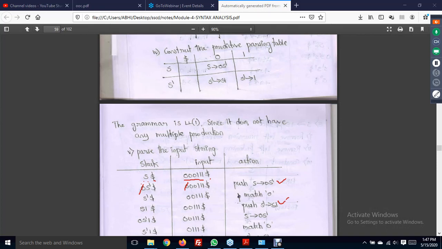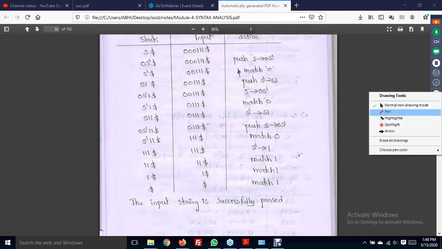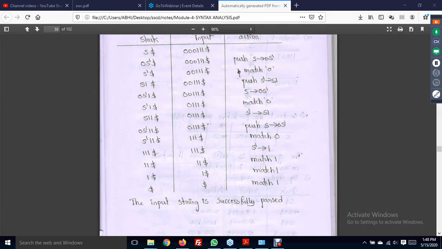And S with 0, what do I have? S with 0 is 0 S dash. So 0 S dash, and this 0 and this 0 will be matched. So next is S dash 1 1 dollar. So S dash with 0, I have S dash tending to S1, and S1 is what I have. S with 0 is production 0 S dash. So 0 and 0 will be deleted. S dash 1 dollar and 1 dollar is what I am left out with.